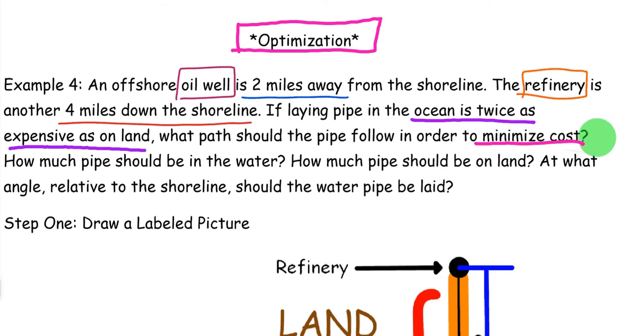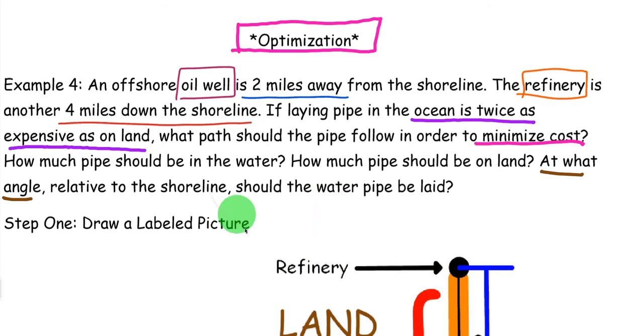Now, this is going to entail a few more questions we want to answer. How much pipe should be in the water? Okay, then we want to ask how much pipe should be on land. At what angle relative to the shoreline should the water pipe be laid? So we have a lot of questions to ask in regards to this question. All right.